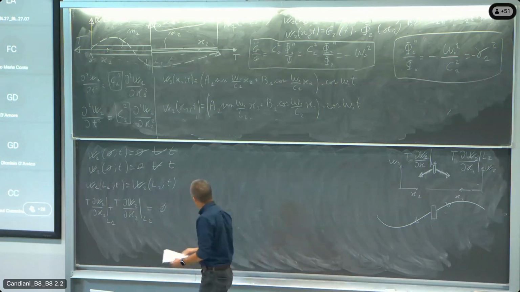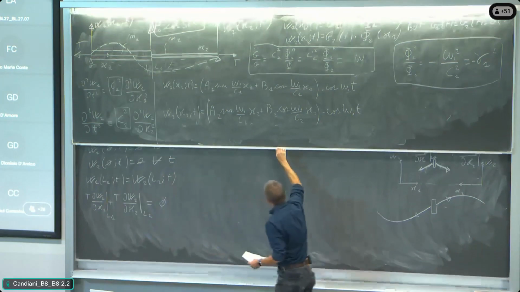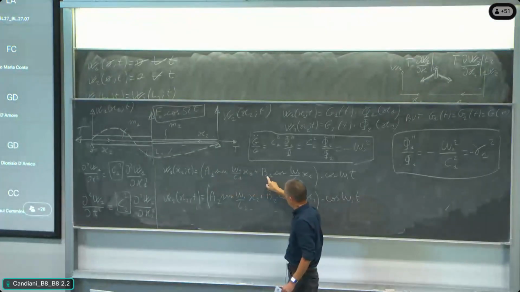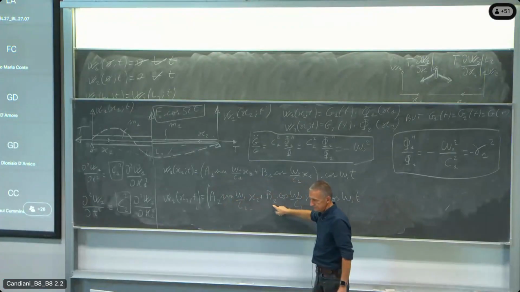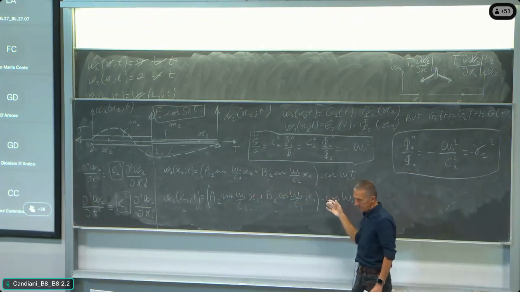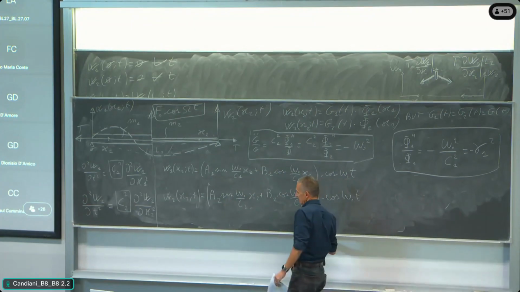Well, so we have a problem with 4 unknowns, A1, B1, A2, B2. Those unknowns are defining the shape. And then there is another unknown, the natural frequency. So let's write the boundary conditions.